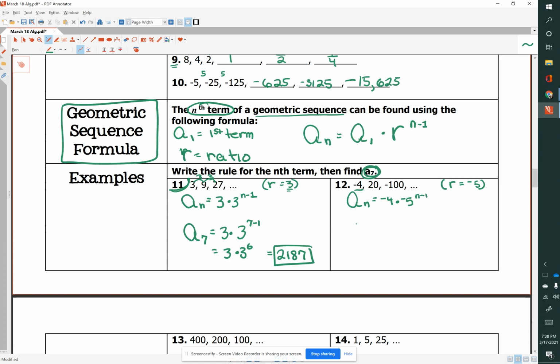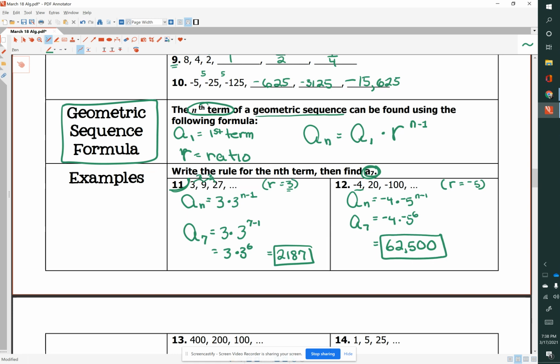So we'll simplify that. The 7th term in the sequence, a sub 7, is -4 times -5 to the 6th power. And using our calculator, we discover that that is 62,500.